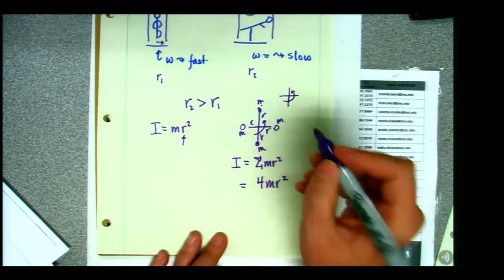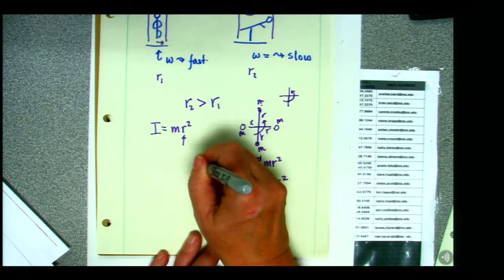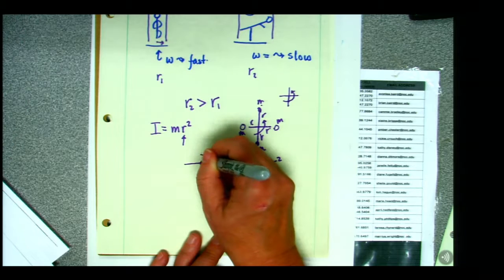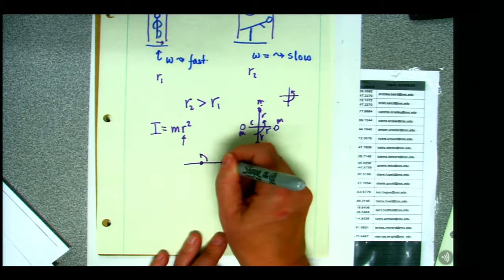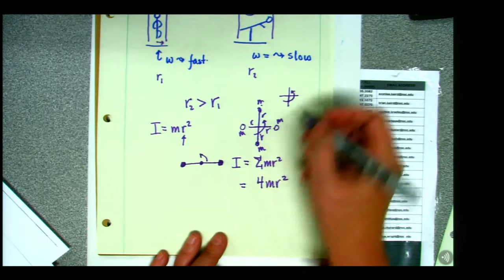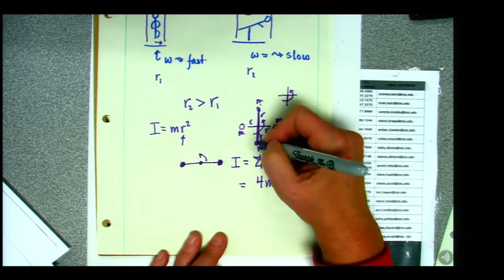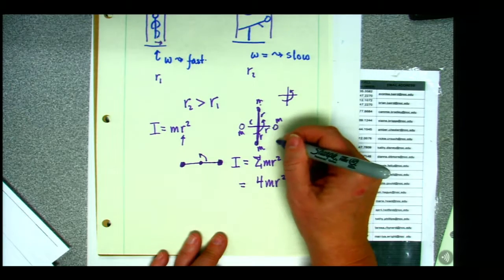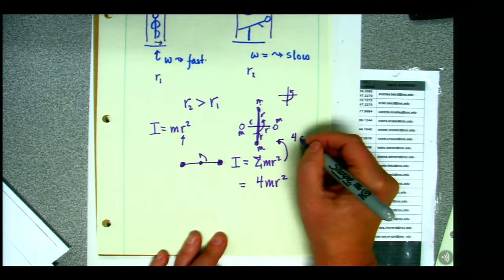Now if I take that same baton and look at it from this way, and now I'm going to rotate it around this axis, I've only got the 2 masses there, and these 2 masses are along the axis of rotation. So this is for this situation where I have 4 about the center.